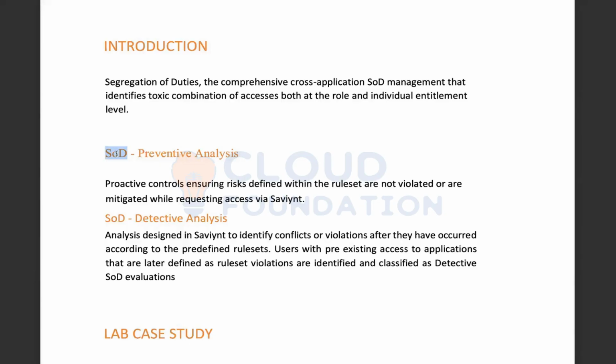Independently, you can request access to one application with one entitlement, fine. With the second application, the second entitlement is fine. But one user should not have both these entitlements. Right? To do this, we can follow two strategies. One is preventive analysis and the second is detective analysis. Right?